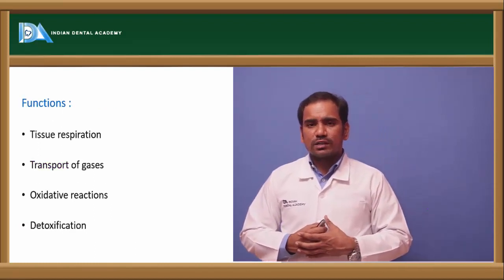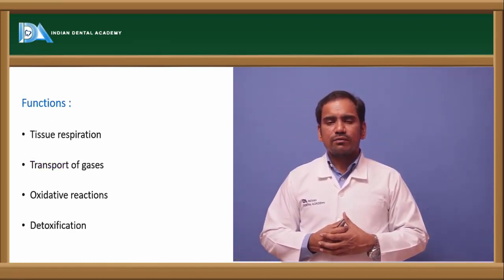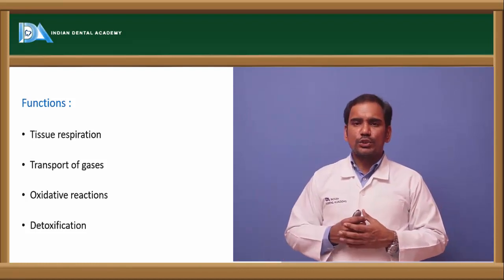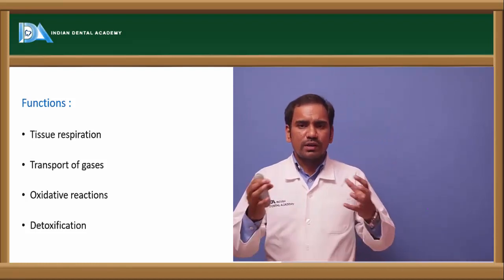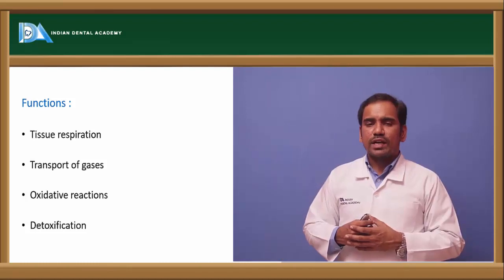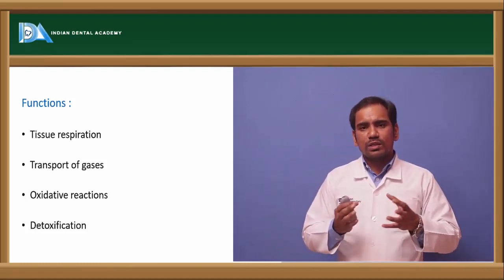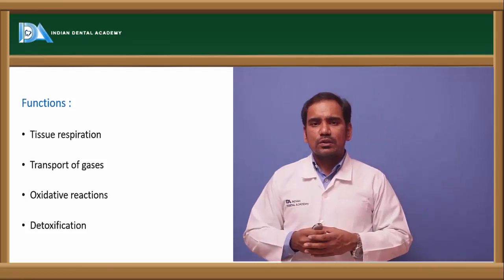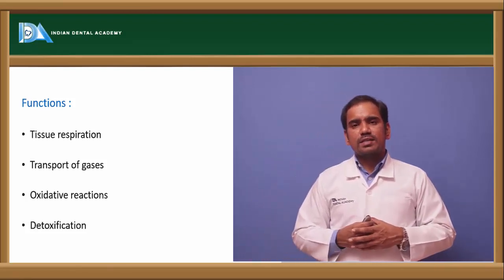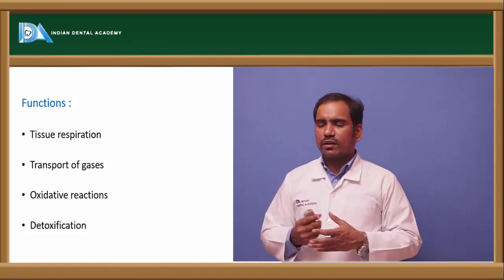Coming to functions, what are the functions of iron? One function of iron is tissue respiration. The components of the electron transport chain have cytochromes and iron sulfur proteins, and these iron sulfur protein complexes have iron. In this way, iron is required in cellular respiration.